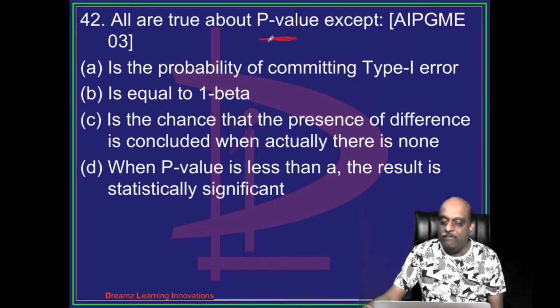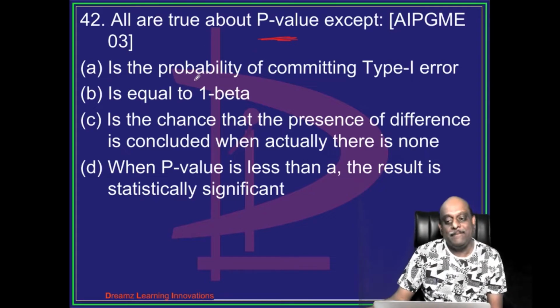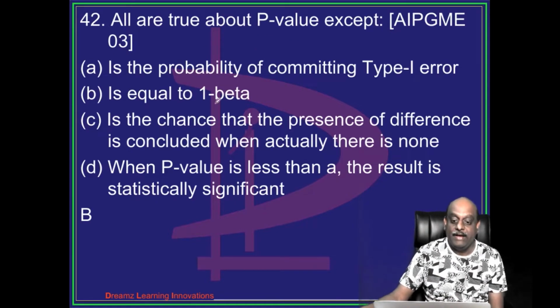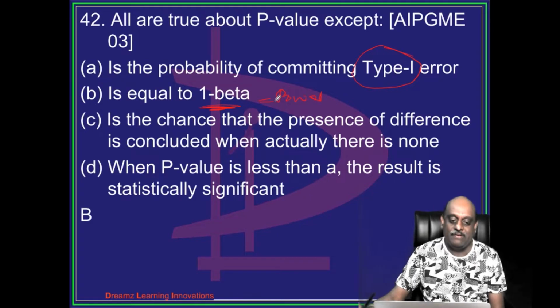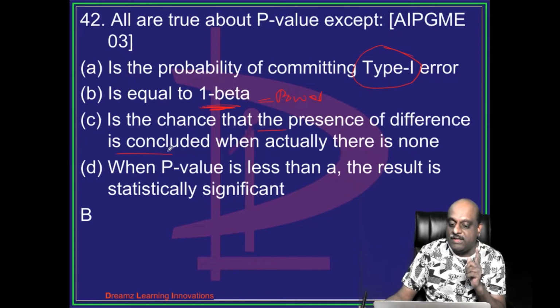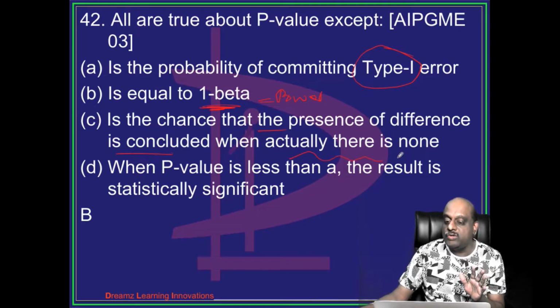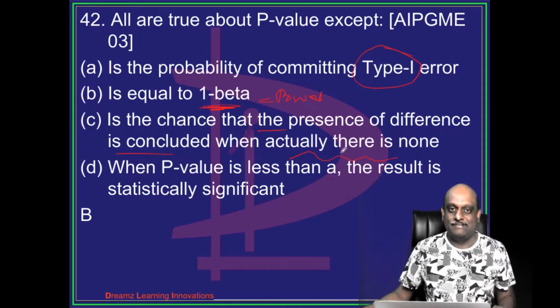Now with regard to the p-value, once more, already at 2003 question, you will have to tell me. Is it the probability of committing type 1 error? Yes. It is not equal to 1 minus beta. Power is equal to 1 minus beta error. Then what is p-value? P-value is the chance that the presence of difference is concluded. False positive, though there is no difference. You are saying there is a difference even though there is no difference.